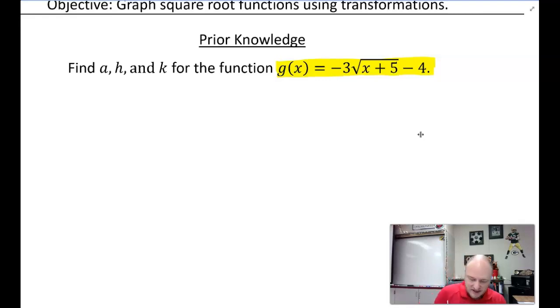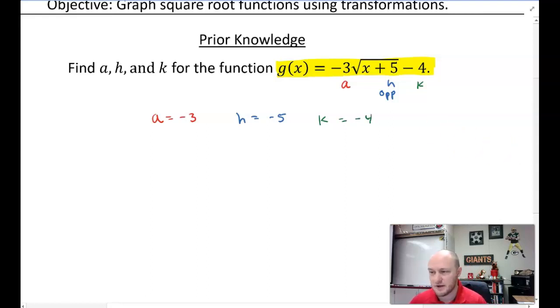Alright, hopefully you paused it and gave it a go. I want to remind you of the structure. We have an a value that is out front, so in this case, our a value is -3. Our h value is always paired with our x value, and it is always the opposite. So in this case, our h value is actually -5, and then our k value is always at the end. Here, our k value is -4. Hopefully that jogs your memory, and you got that right.